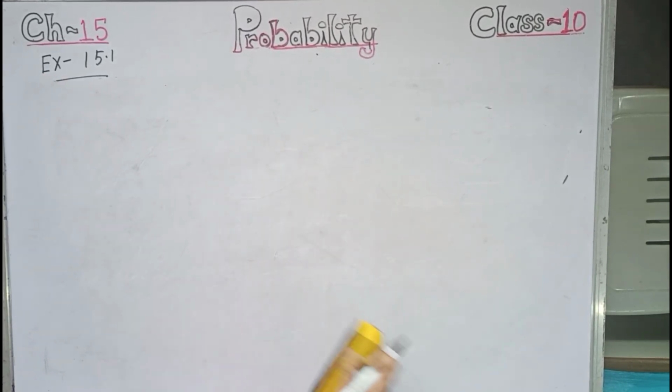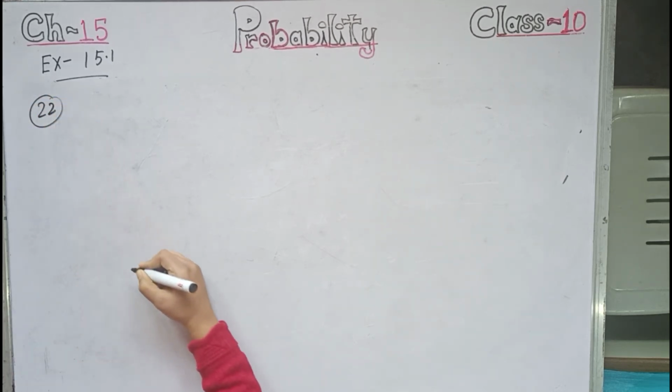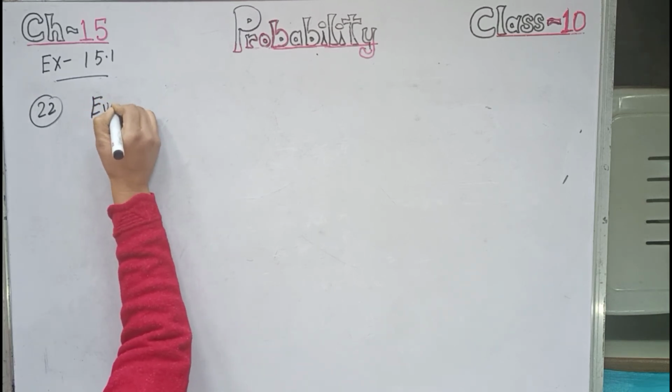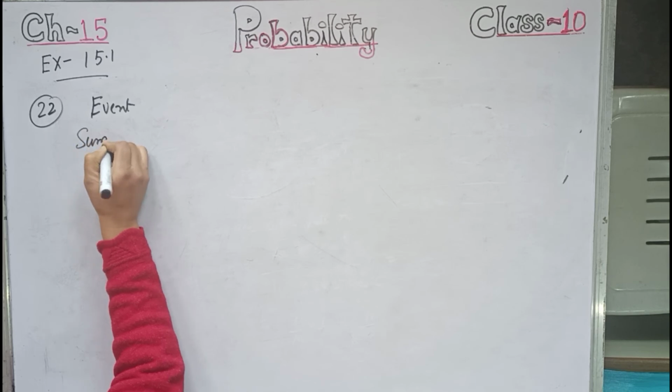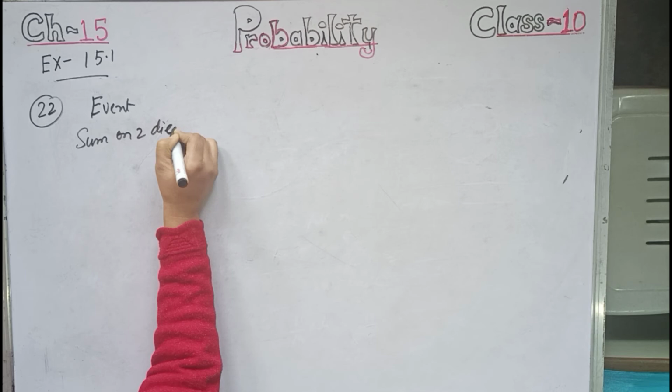Let us move to question number 22. 22 is saying refer to example 13(1) and complete the table. So event sum on 2 dice. So this I think you should do.